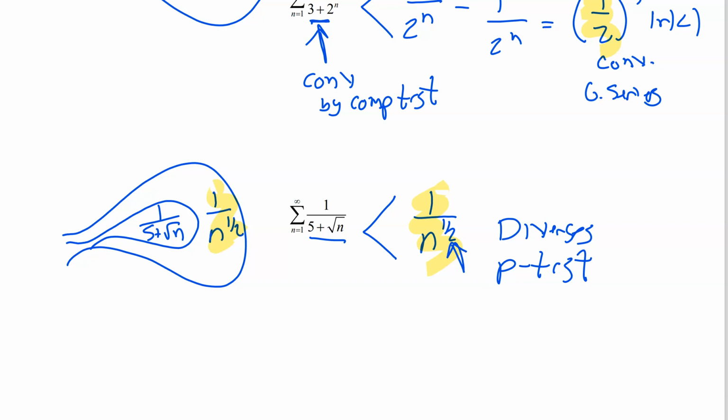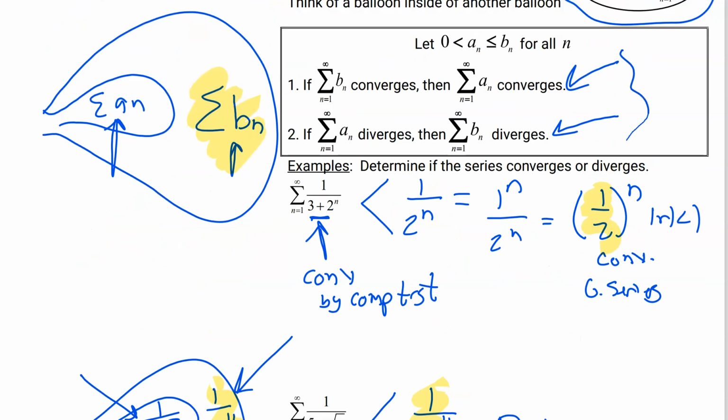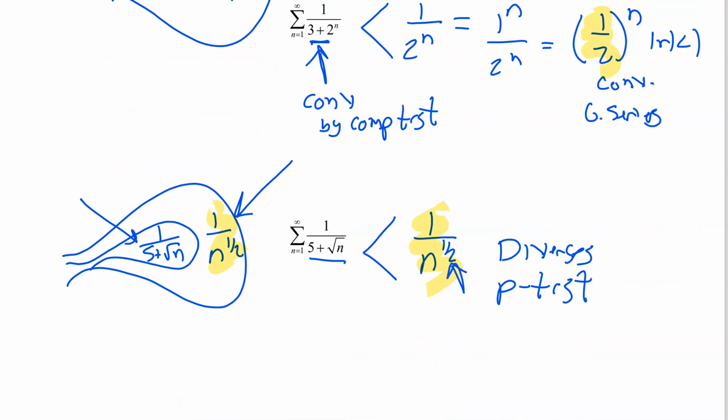So trying to do the comparison test here is inconclusive. Because the outside balloon here diverges. So if the outside balloon fills with an infinite amount of air, we don't know what's going to happen to the inside of the balloon. It is not one of these two pieces that we're dealing with here. I was hoping that the thing we're comparing to that's always larger would converge, but in this case we can't go that route. So there must be something else we can do.